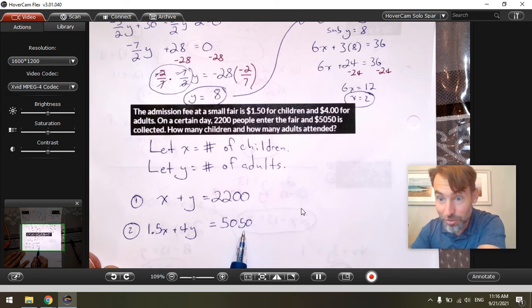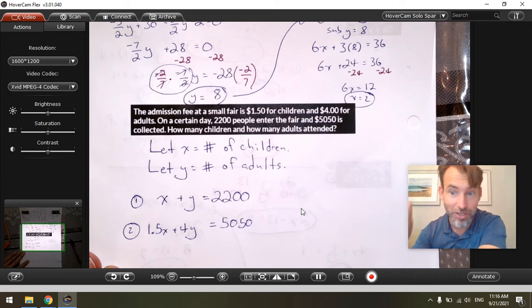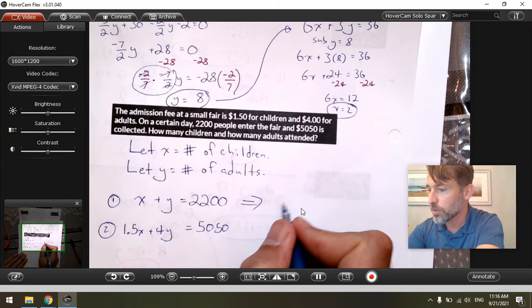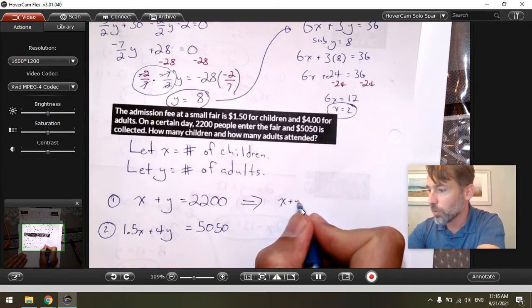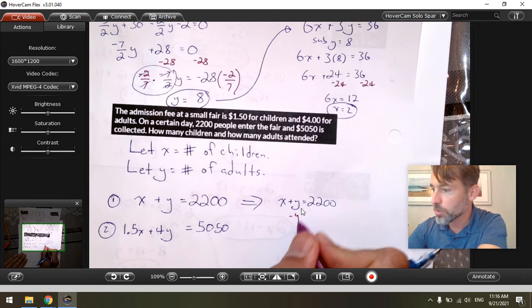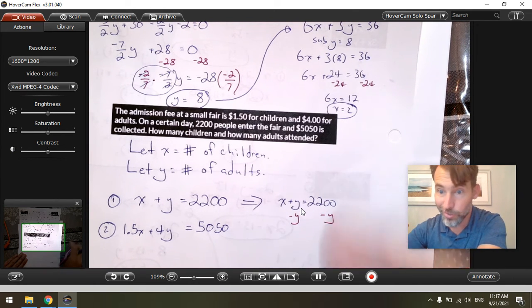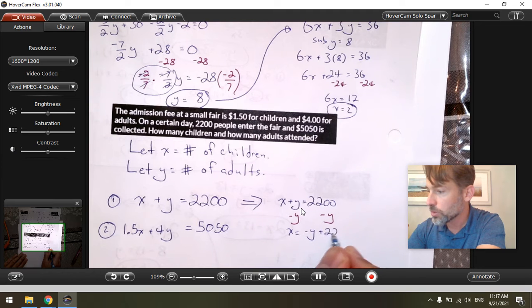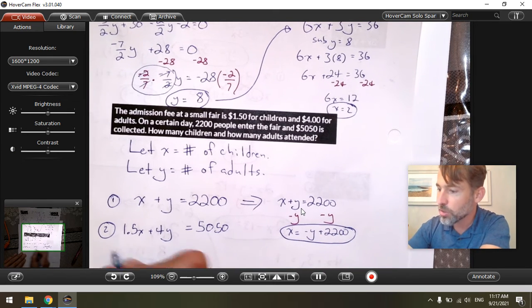Again, 2 variables, 1 equation, can't solve. But now I have 2 equations, 2 variables, I can solve it because I can create 1 equation, 1 variable. Now, we're going to solve this for x. I have x plus y equals 2,200. Subtract y from both sides. I could also subtract x and solve for y. So x equals negative y plus 2,200. Circle it, I'm going to use that. Substitute that into number 2 here.